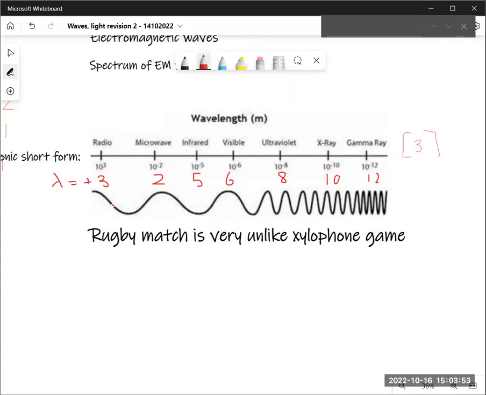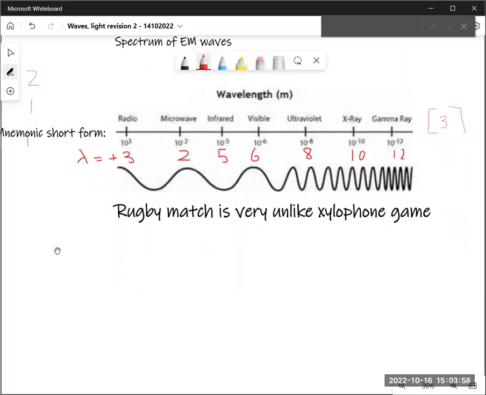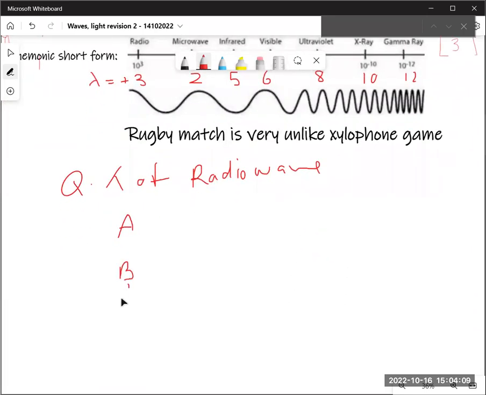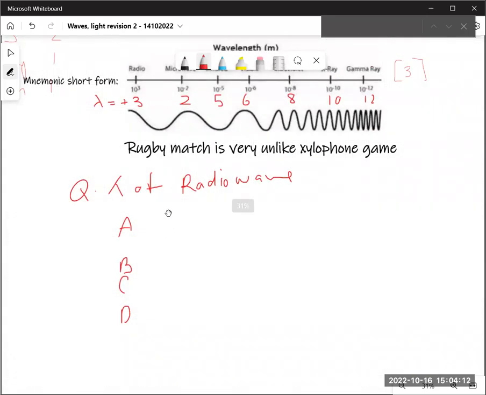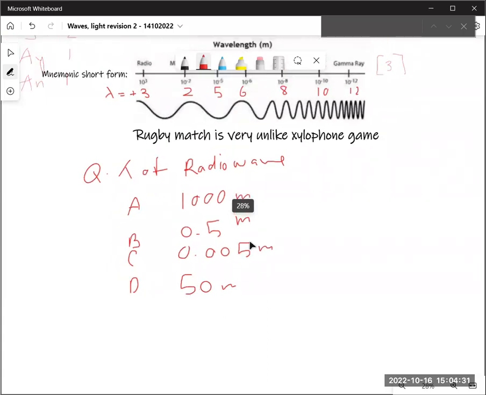If you get a question like this, let's say, guess the wavelength of radio wave. Question is wavelength of radio wave, and you get a few options: A, B, C, and D. Now the first one, let's say, is 1 into 10 to the power 3. Or let's just say this is 1000, and this one is 0.5, this is 0.005, and this one is 50 meters. All of these are meters, by the way.